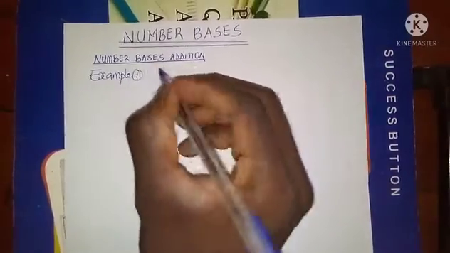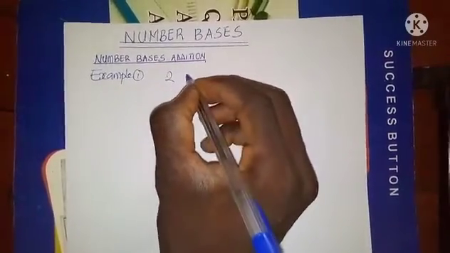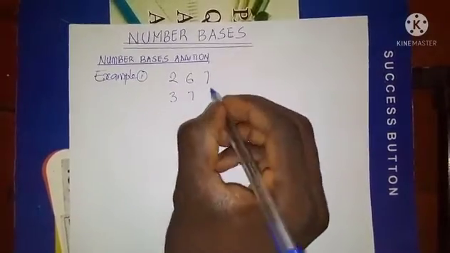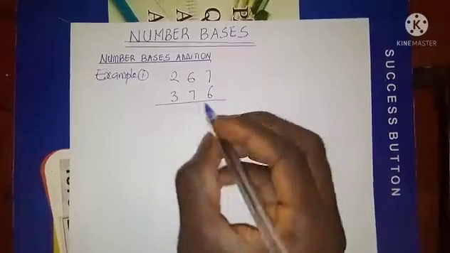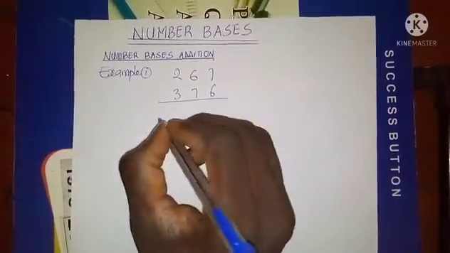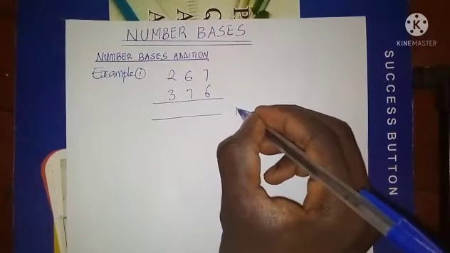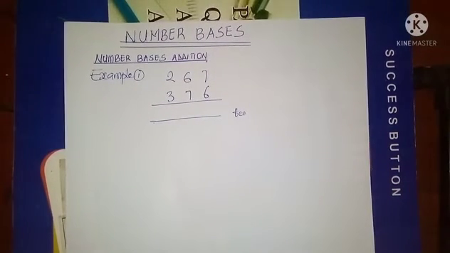So example one, you have 267, then you have 376. We are asked to add these numbers together in base 10. Now, one thing about number bases is that we are going to be referencing the base we are given. If they give us base 8, we reference base 8. If they give us base 2, we reference base 2.